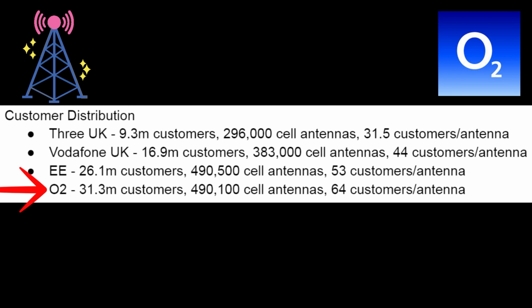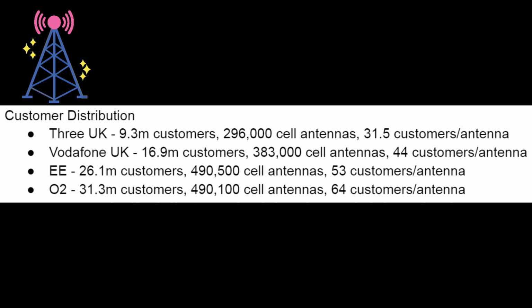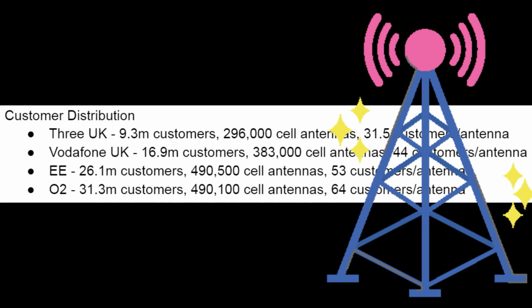And O2 has 31.3 million customers, 490,100 cell antennas with 64 customers per antenna. So the reason I say you can't read too much into this information is because even though it's the same antenna, same infrastructure, some of them will be using different frequencies and some of them might be using more frequencies than other ones. So in terms of saturation, it doesn't necessarily mean that the one with more customers per antenna will perform worse than the one with the least amount of customers per antenna.